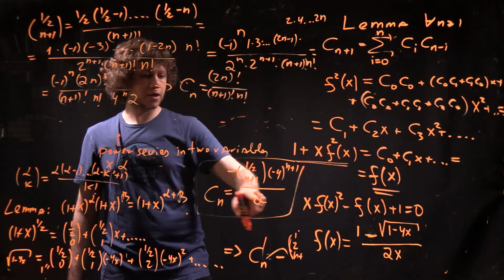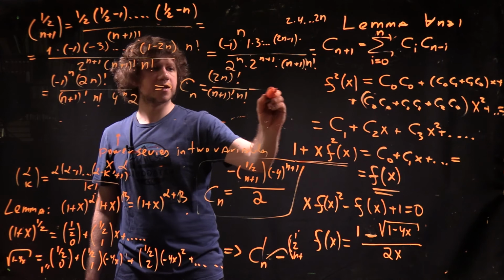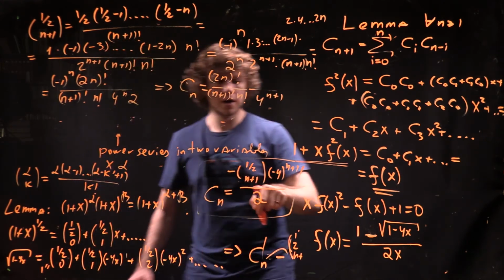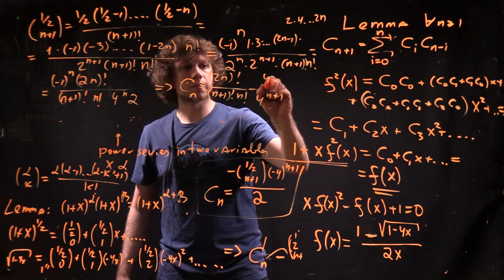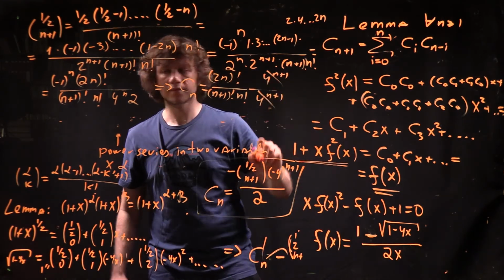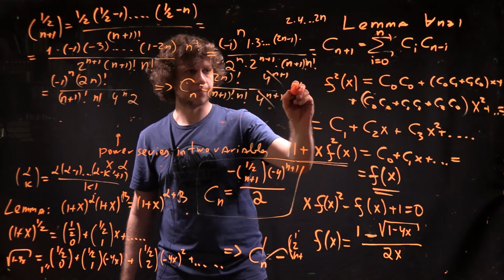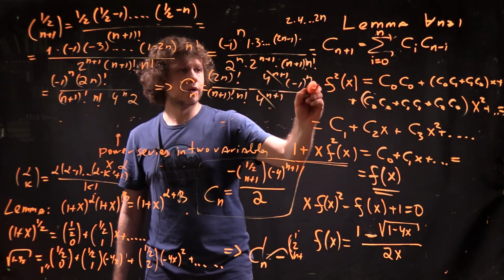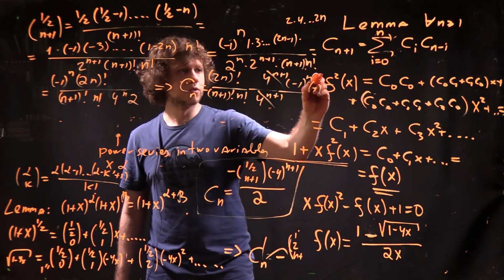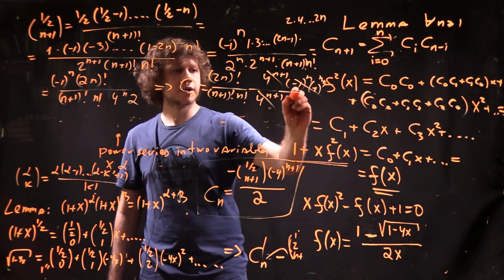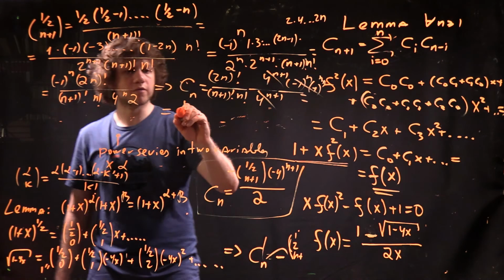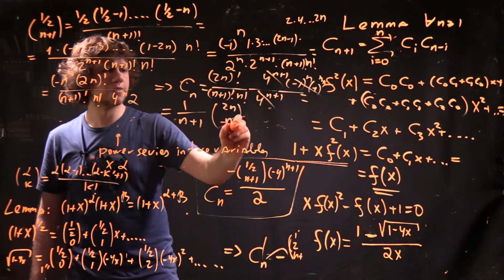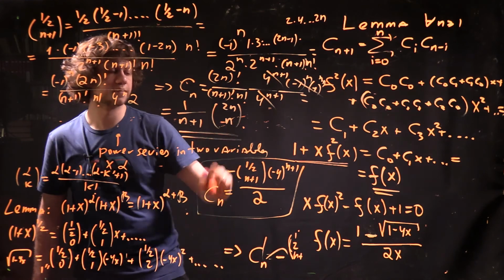And then I divide by 4 to the power n plus 1, because I divide this by 2, and I multiply by 4 to the power n plus 1, which will cancel out. And the sign is here minus 1 to the power n, and here it's minus 1 to the power n plus 2, and that also cancels out. And so the answer is 1 over n plus 1, 2n choose n. And this proves the statement.